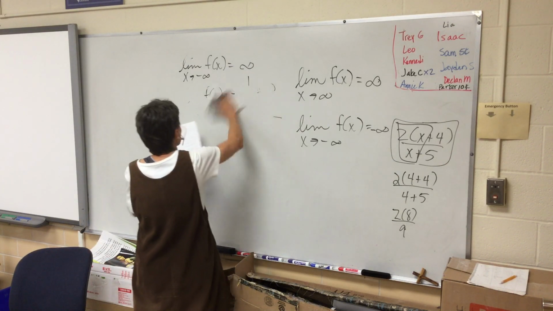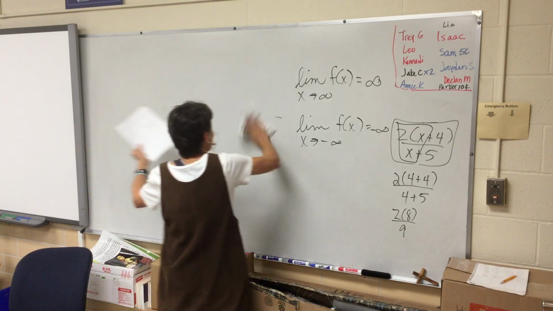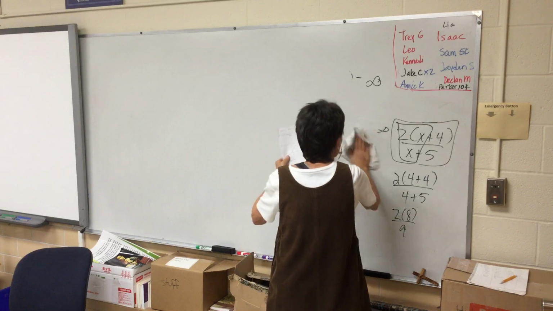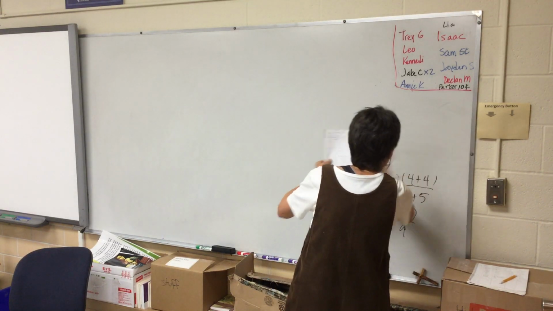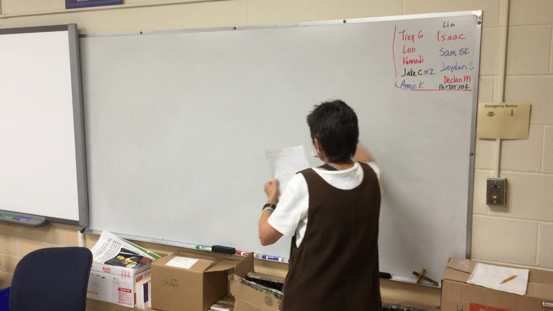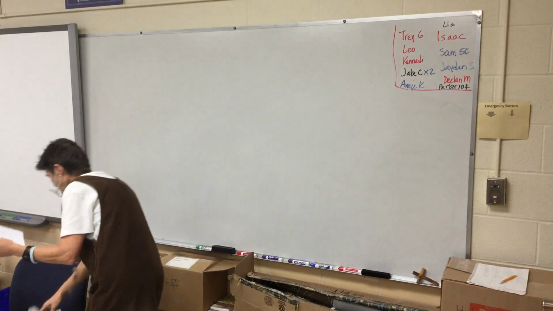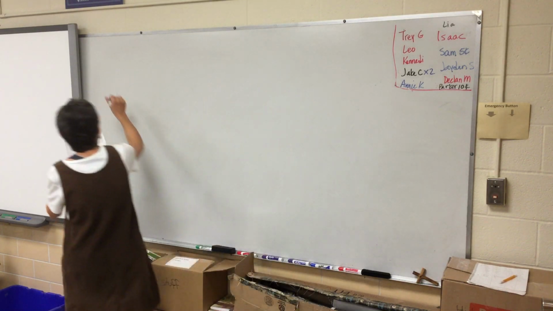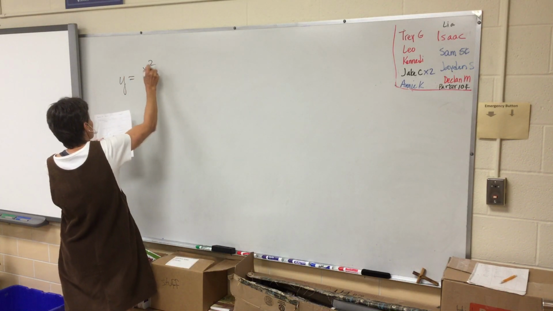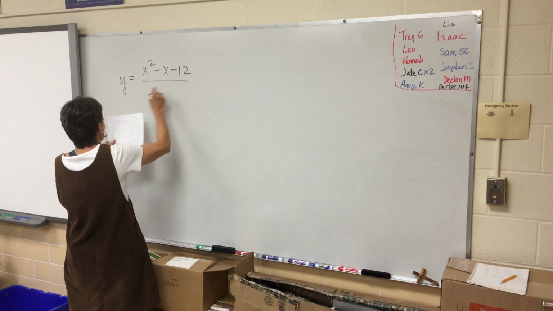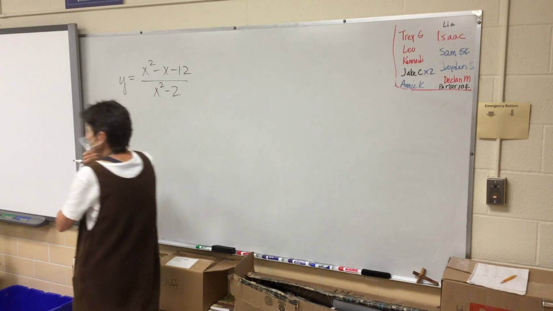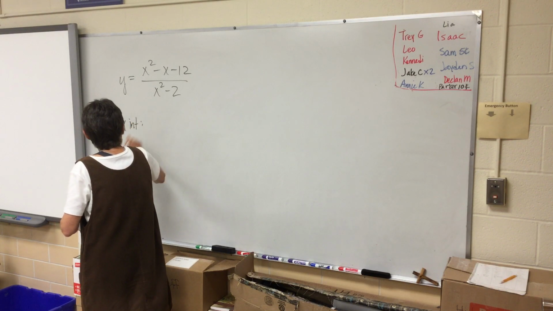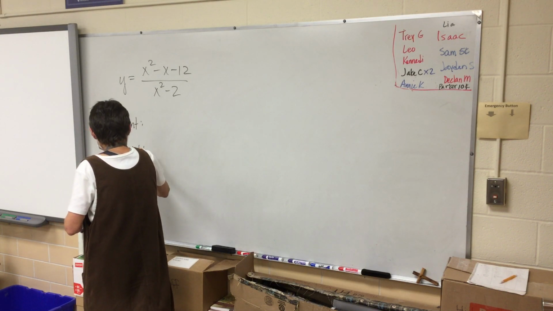So list the intercepts. All right, somebody asked about this earlier. List the intercepts of this. As a reminder, I put in parentheses, or they are points. So the equation we have is y equals x squared minus x minus 12 over x squared minus 2. And my intercepts are going to be points.